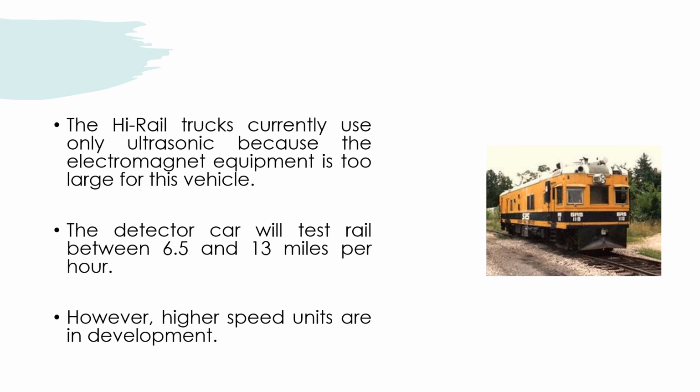Next, the hi-rail vehicles currently use only ultrasonic because the electromagnetic equipment is too large for this vehicle. The detector car will test rail at between 6.5 and 13 miles per hour. However, higher speed units are in development. Here is a picture of a hi-rail.